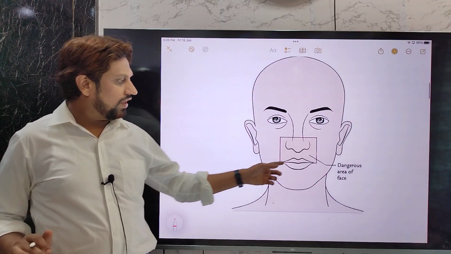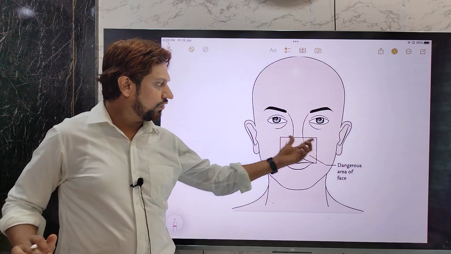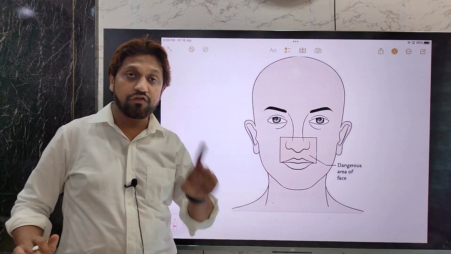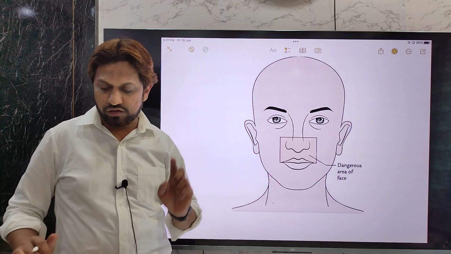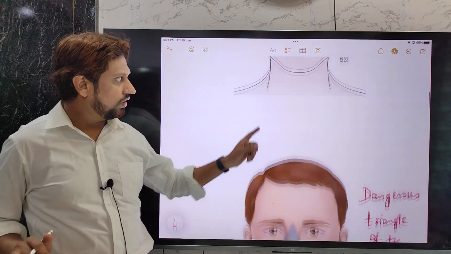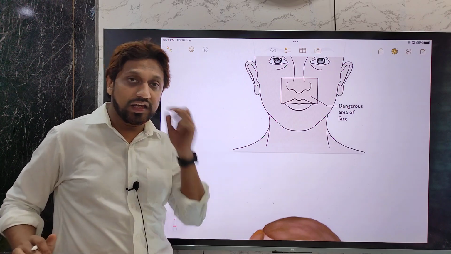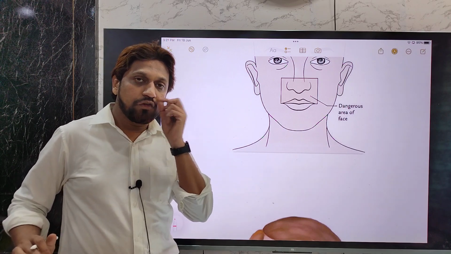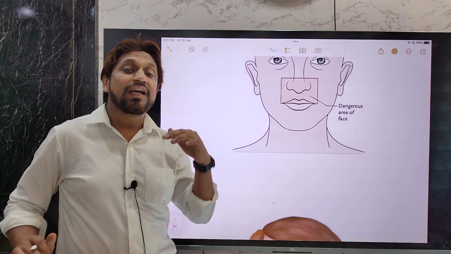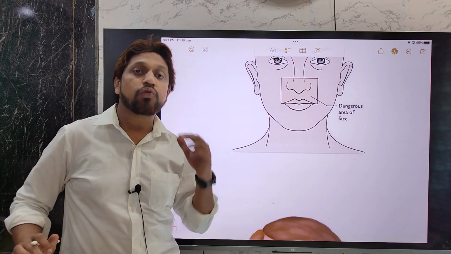This part of the face, that is the upper lip, lower part of the nose, and this adjacent area, is known as the dangerous area of the face. It is known as the dangerous area of the face because any infection, injury, trauma, furuncle or boil, even a pimple or acne, if you pop it and it causes an infection, can transmit the infection to the cavernous sinus.